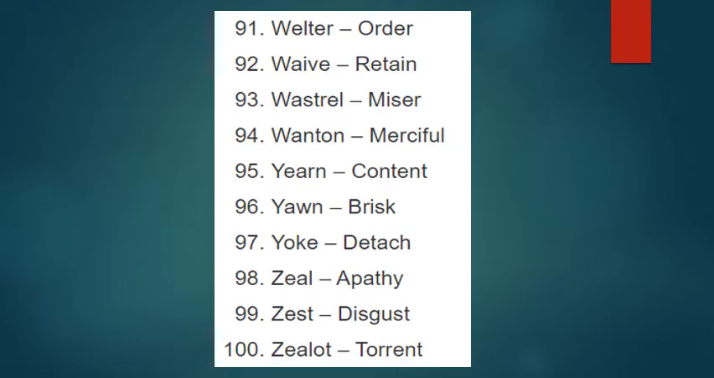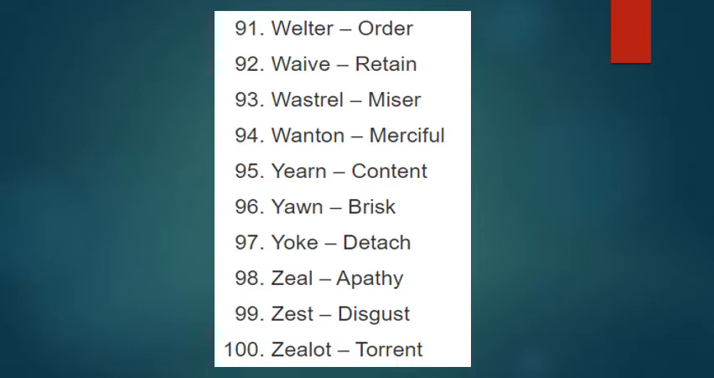Welter, it's a disorder, items not in order. Order, wave. Retain, keep. Wastrel, wastrel is spendthrift, miser. Wanton, now, wanton is uncontrolled. Wanton can mean deliberate, unprovoked, senseless, merciful. Yearn, having a desire, and content, contented, satisfied.